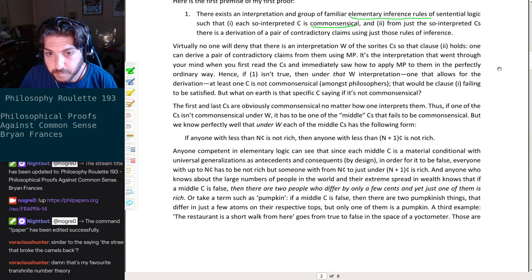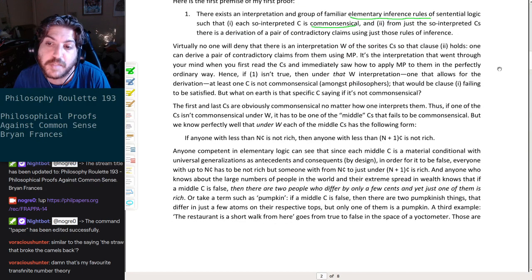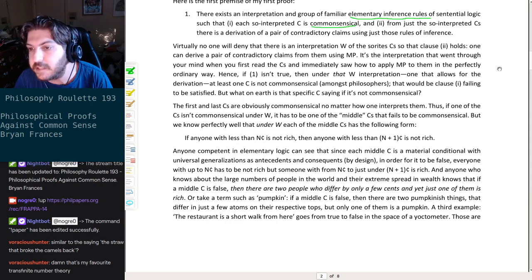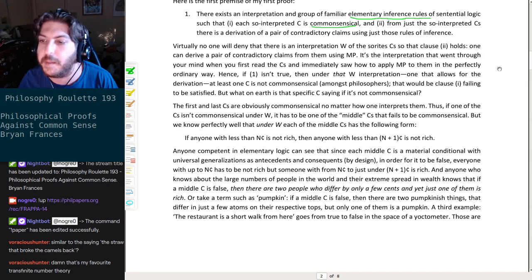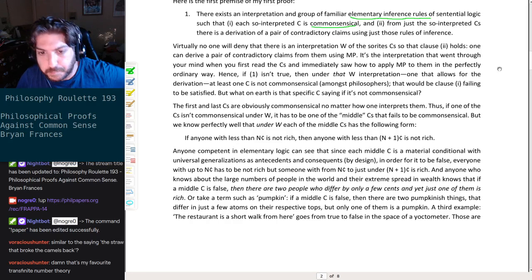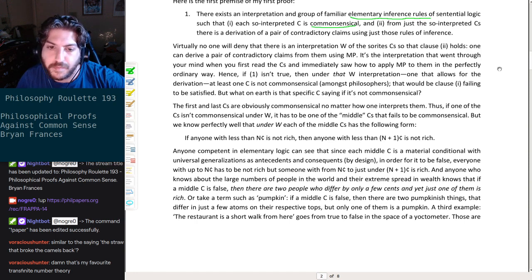Continuing. Virtually no one will deny that there's an interpretation W of the Sorites C's so that clause 2 holds: one can derive a pair of contradictory claims using modus ponens. It's the interpretation that went through your mind when you first read the C's and immediately saw how to apply MP to them in the perfectly ordinary way. Hence, if one isn't true under that W interpretation, one that allows for the derivation of at least one C, then at least one C is not commonsensical amongst philosophers. That would be clause 1 failing to be satisfied.